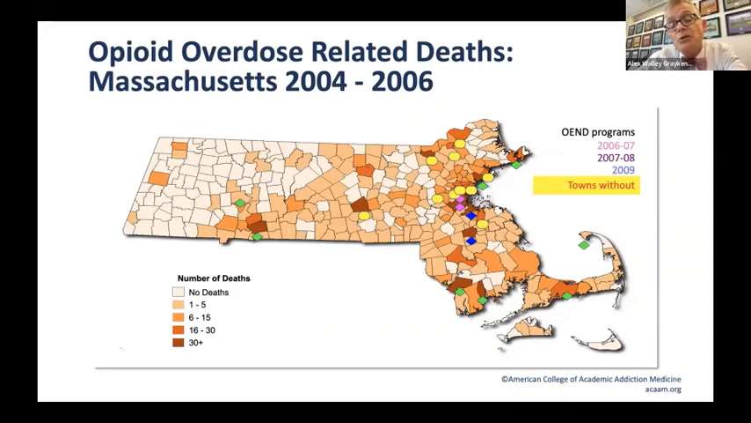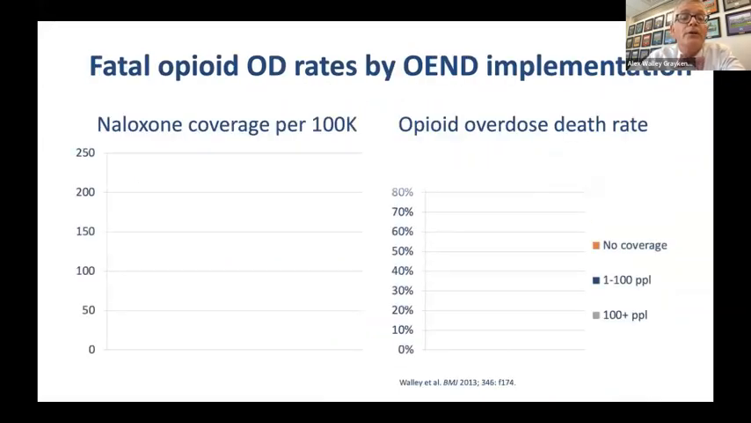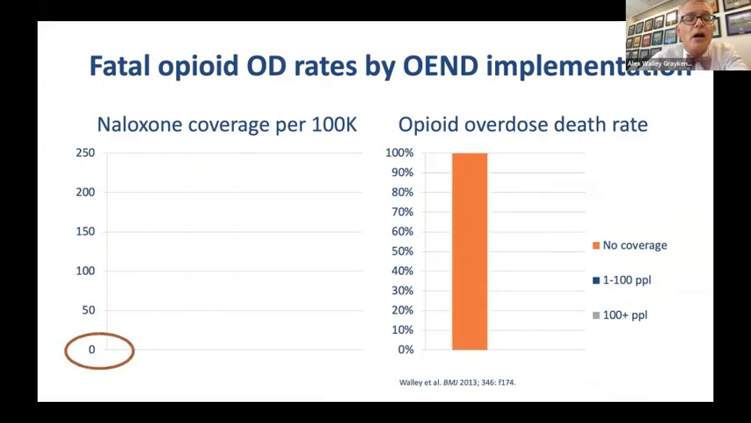And so the difference between the circles and the diamonds allowed us the opportunity to conduct a natural experiment where we compared overdose rates in the towns that had programs to the towns that did not have programs. And here's what we found. In communities where there was no naloxone distribution, we consider the opioid overdose death rate to be 100%, sort of the baseline is 100%.